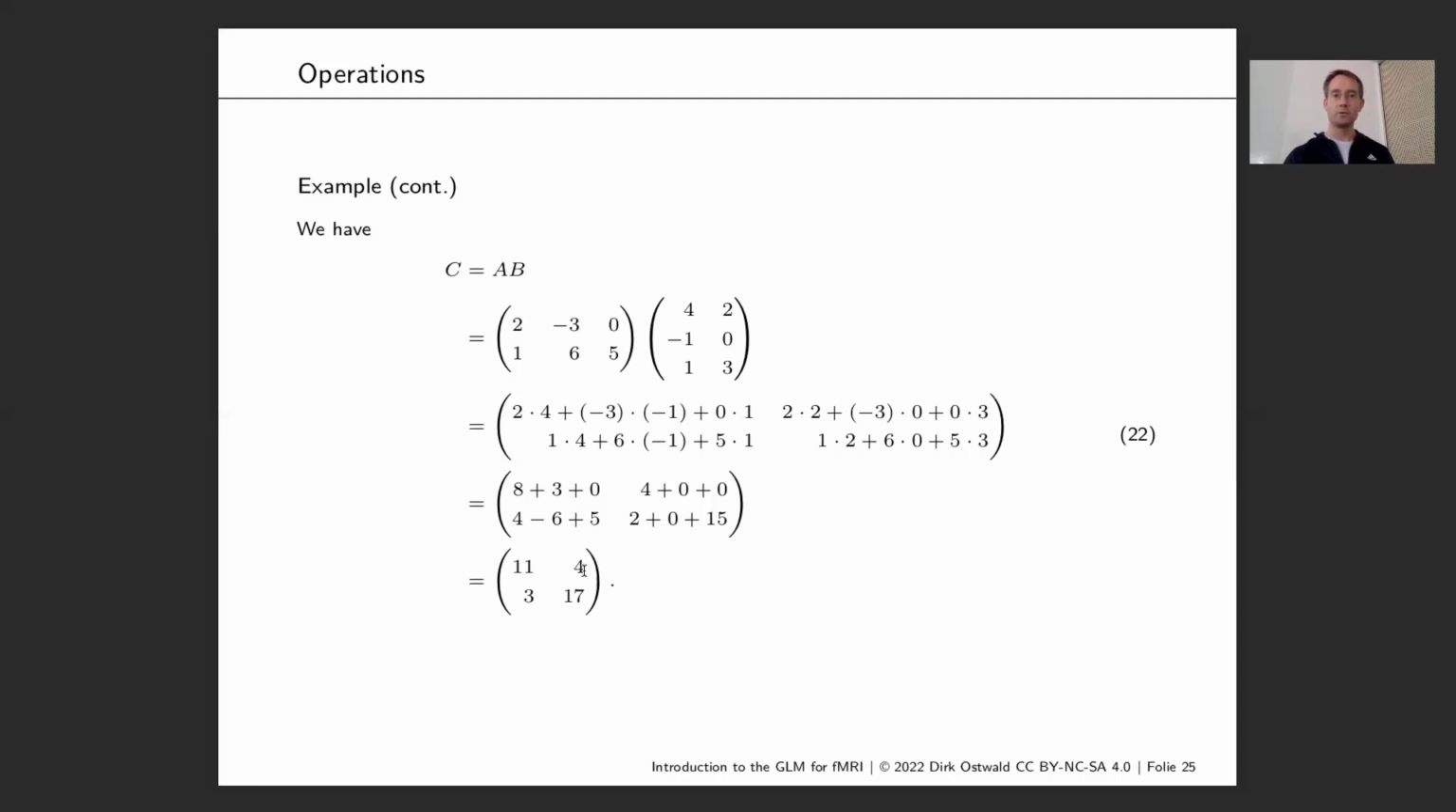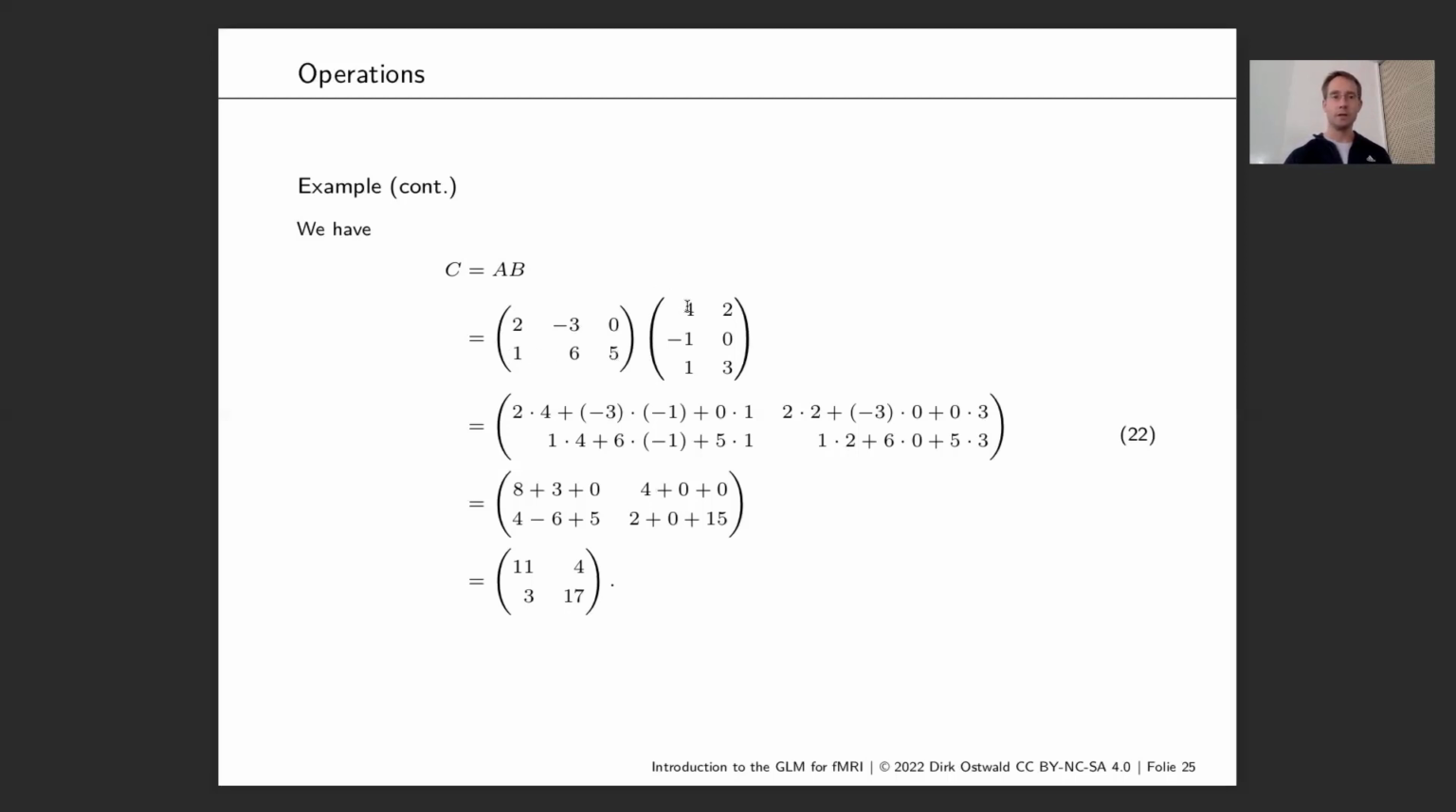And then we go to the next entry here. So 2, minus 3, 0 times this column. So that's 2 times 2, minus 3 times 0, 0 times 3. So 2 times 2 is 4, plus 0, plus 0. So we get 4. So we've done everything that we need to do with the first row of A, and then we go to the second row of A and do the same thing again.